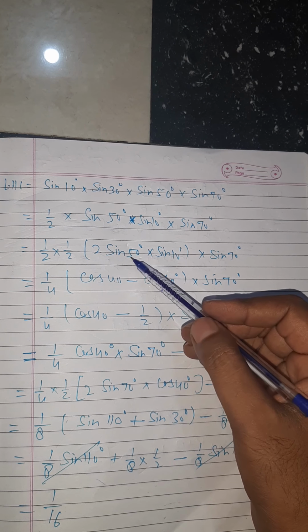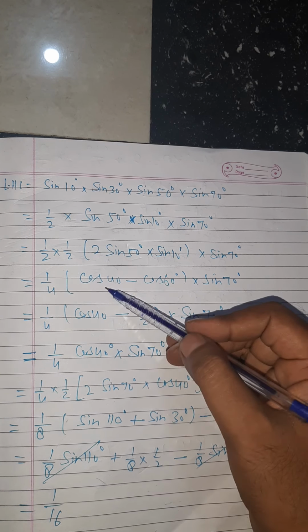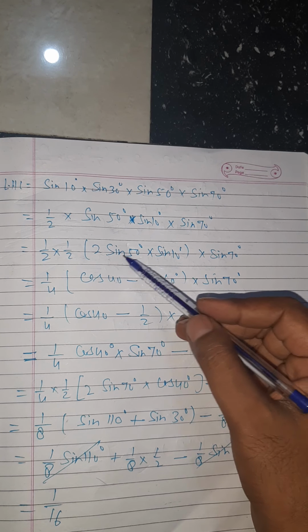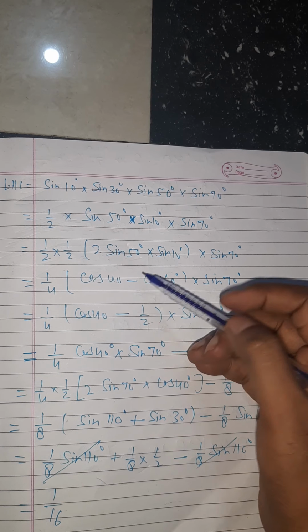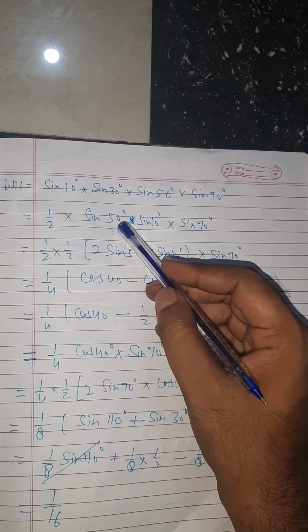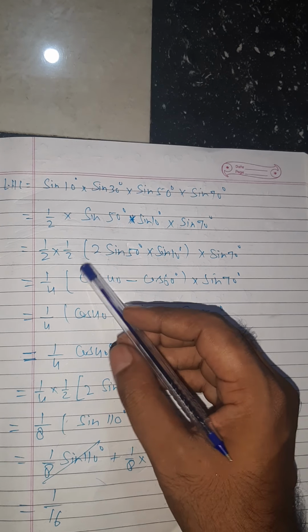Okay, everything is correct. This should not be 50. 40 is coming over here. I was thinking that I have applied the formula 2 sin A sin B over here. No, now I will apply the formula.